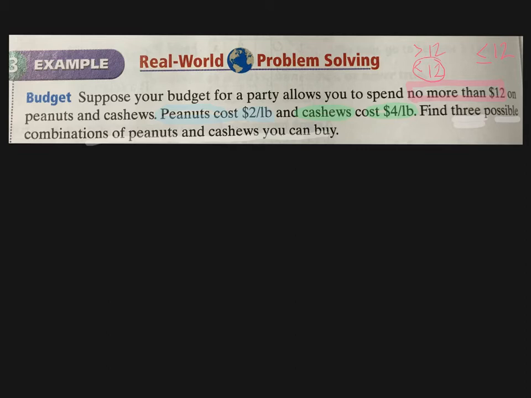So peanuts cost $2 a pound. So I have $2 times P, and cashews cost 4. And somehow, some combination of peanuts and cashews has to stay within my 12.